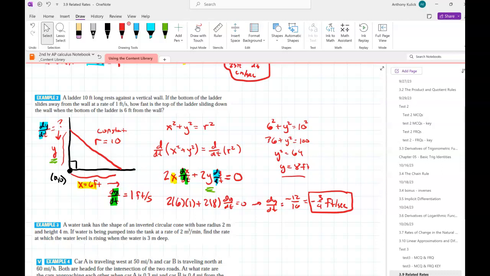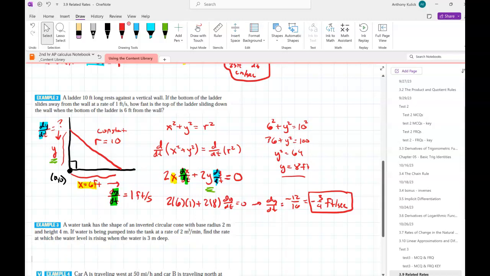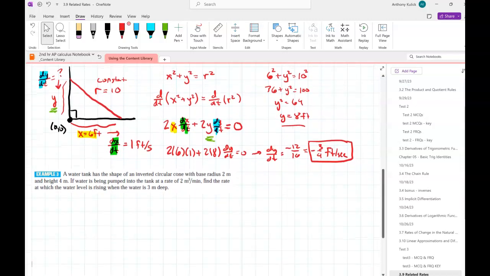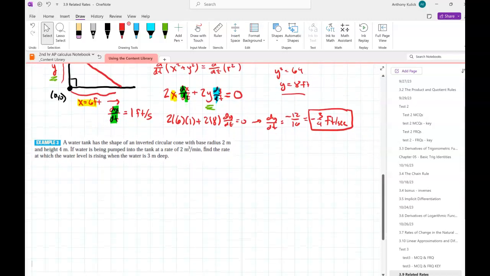All right. Let's put on our big boy pants for this next one. A water tank has the shape of an inverted circular cone with a base radius of 2 meters and a height of 4 meters. If water is being pumped into the tank at a rate of 2 cubic meters per minute, find the rate at which the water level is rising when the water is 3 meters deep.